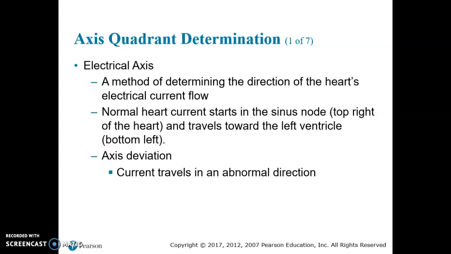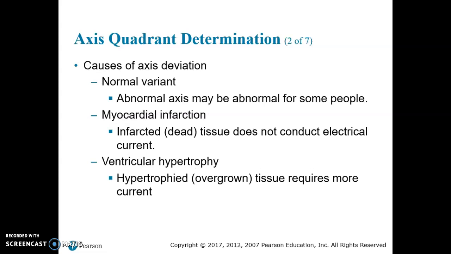So axis deviation is what we refer to when the current is traveling in an abnormal direction across the heart. There are different causes of axis deviation. With the normal variant, that means it may be normal for a certain individual to have an abnormal axis. So it would not be normal across the board. It's not what we normally see, but it's normal for you. And we'll go over some examples of that in a little bit.